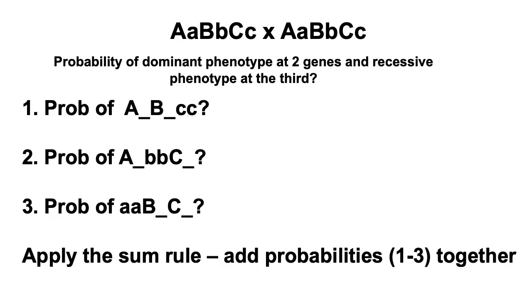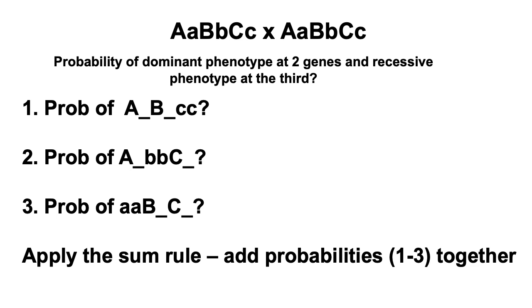Okay, so now let's just take this one step farther. Let's say we have the cross that's indicated here now, where we're looking at 3 genes, A, B, and C, and we set up this cross. In this particular case, we're asking the question, what's the probability of getting the dominant phenotype at 2 of these 3 genes and the recessive phenotype at the 3rd?